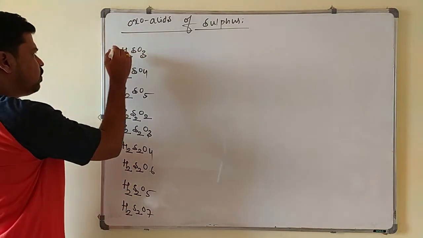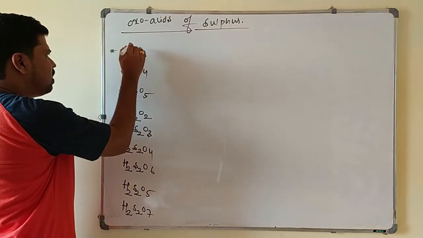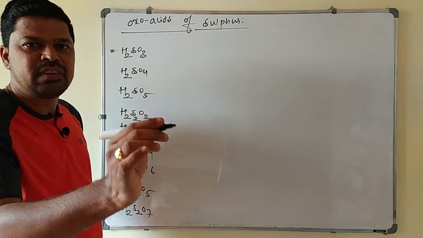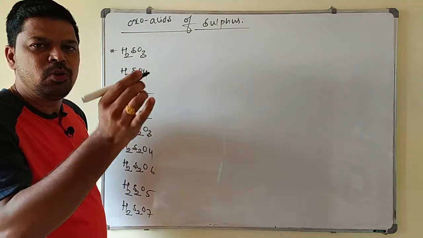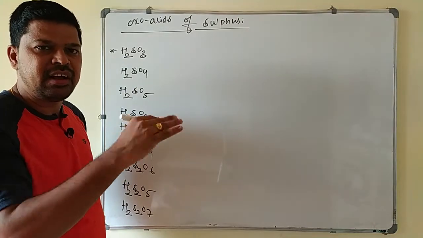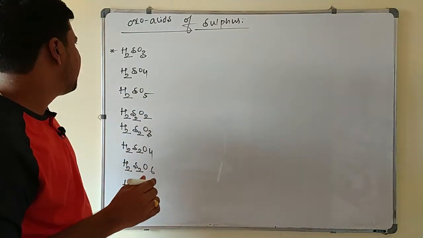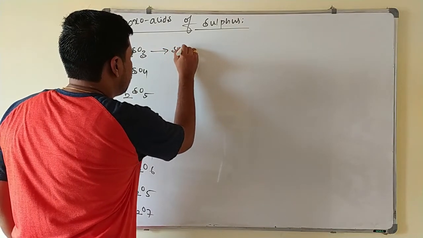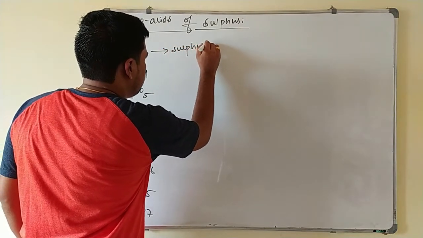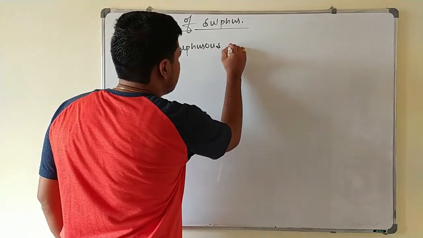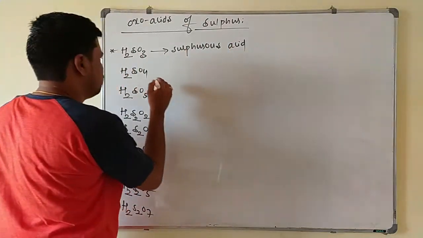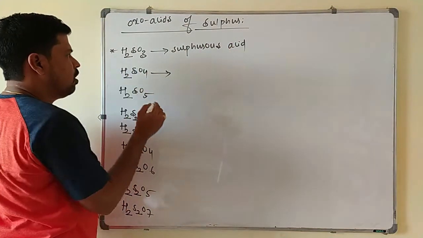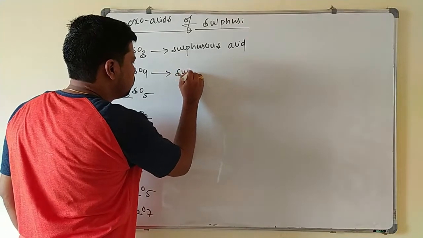In this, the first one I will write with a star mark. The acids written with a star mark are ous acids. Lower oxidation state is ous acid and higher oxidation state of the sulfur is ic acid. This is sulfurous acid. And this is well known already, you know this one, sulfuric acid.